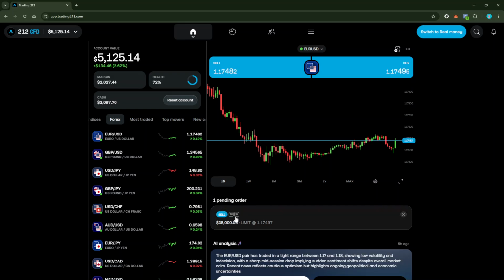By following these instructions, you'll be able to automate part of your trading strategy, potentially leading to more successful trades.